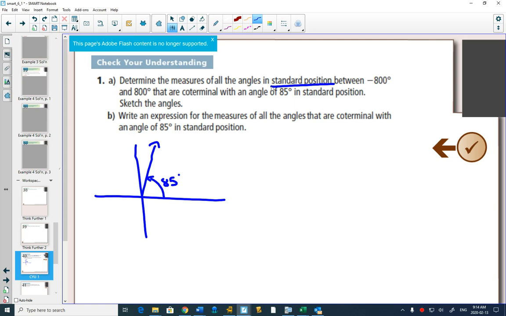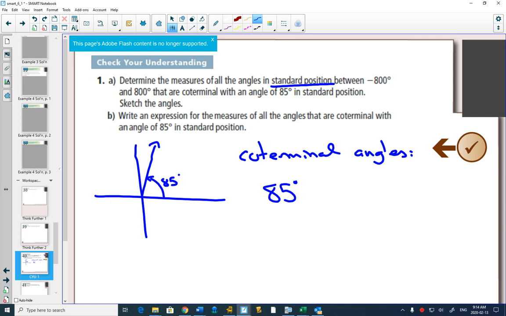When listing all the coterminal ones between -800 and 800 with 85, we would also include 85. So when we're doing coterminal angles with 85, we would include 85 because 85 ends in the same place as 85.